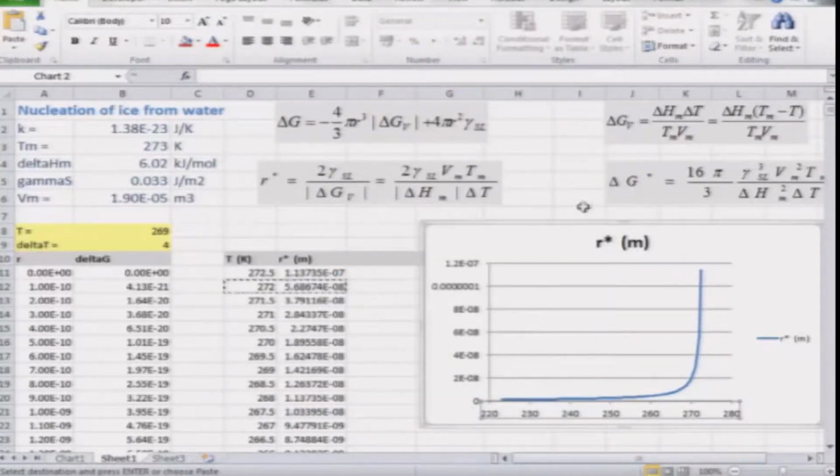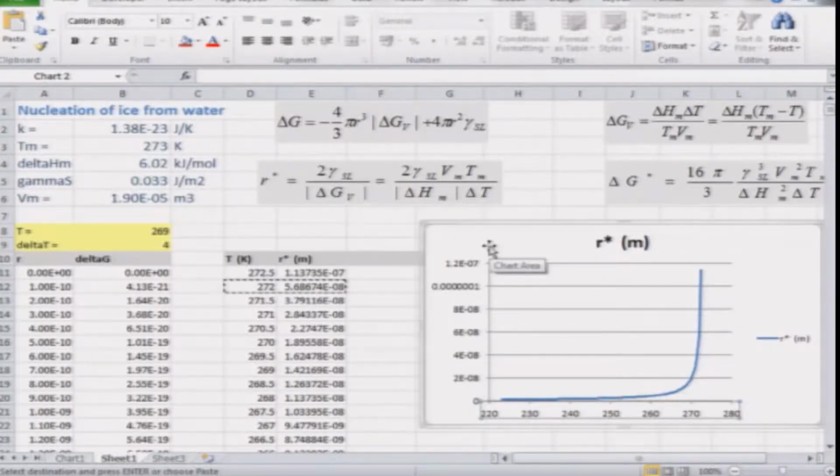So, I get a variation of the critical size, which is the vertical axis, versus temperature. You can see that at temperatures close to the transformation temperature, the critical size starts to increase rapidly, and in fact, at the transformation temperature the critical size would be infinite. So, this curve is asymptotic with the vertical line at the temperature of 273. And then it reduces as the undercooling is increasing.